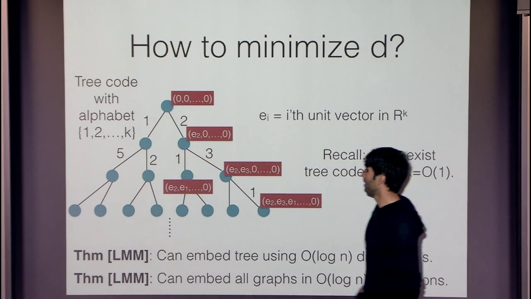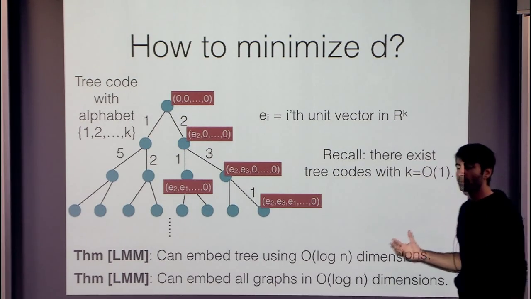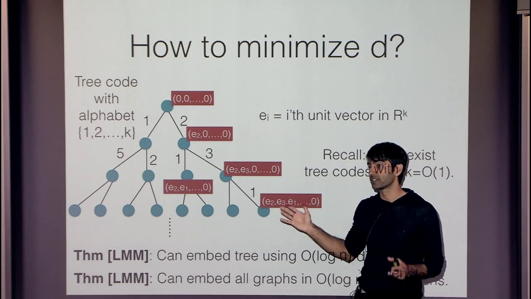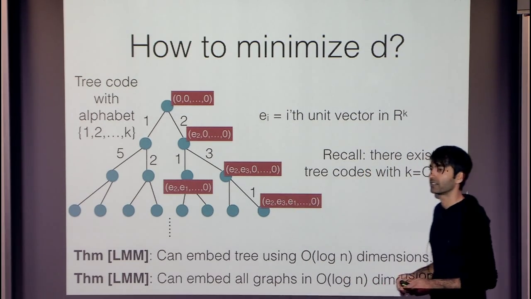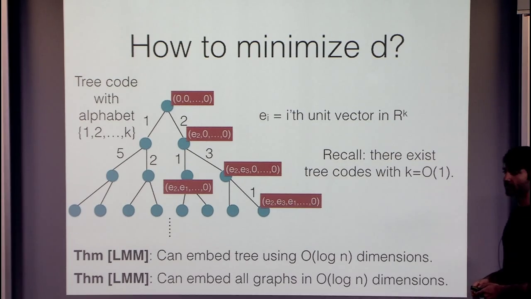1, 2. So in general, it turns out that the tree code property is exactly what you want to make sure that this embedding preserves the distances at least up to some error. Okay, so this construction is used to show that you can embed any tree using order log n dimension. So you're trying to guarantee distortion at most 1 plus epsilon, right?